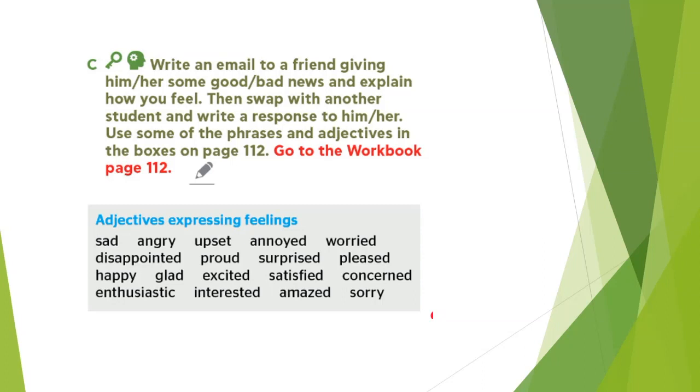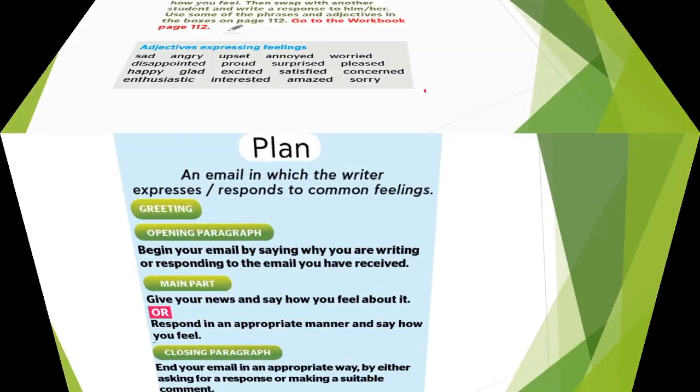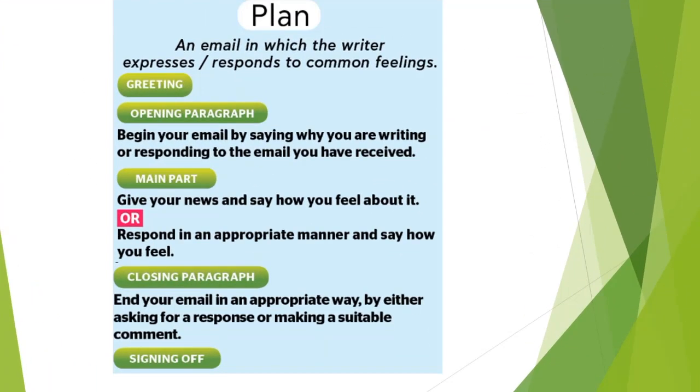So these are the adjectives that I've just mentioned: sad, angry, upset, annoyed, worried, disappointed, proud, surprised, pleased, happy, glad, excited, satisfied, concerned, enthusiastic, interested, amazed, and sorry. So look at the plan. The plan has three main parts. The first part is the opening paragraph, the second one is the main part or the body paragraph, and the final one is the closing paragraph.